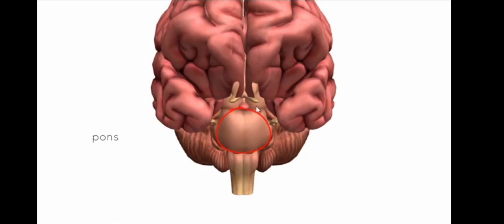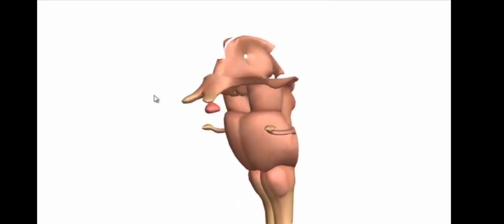Now here, this is the pons above the medulla, and above the pons here, you can see the midbrain. So if we isolate the brainstem, we can see the same structures here. So the pons, medulla, and midbrain. So this one, the upper one, is the midbrain.